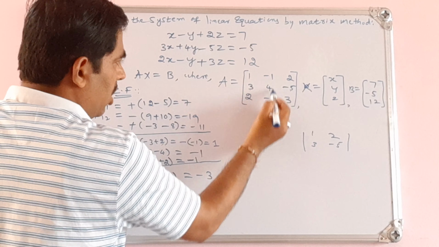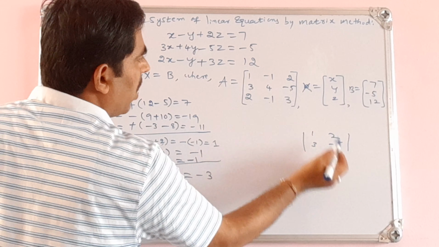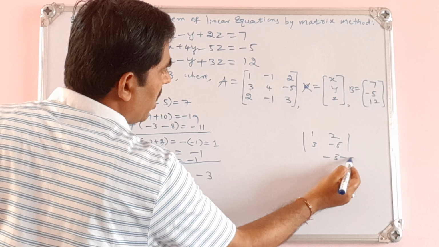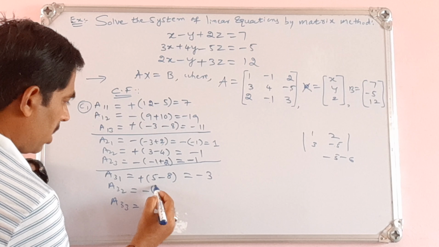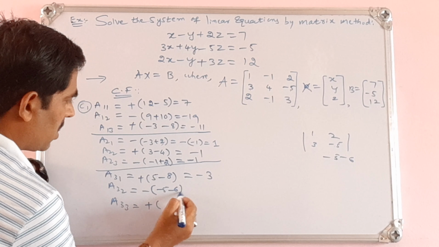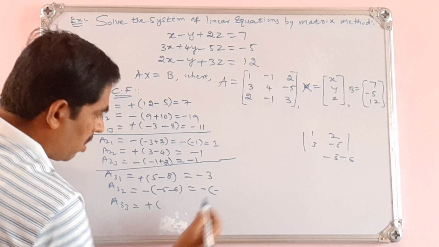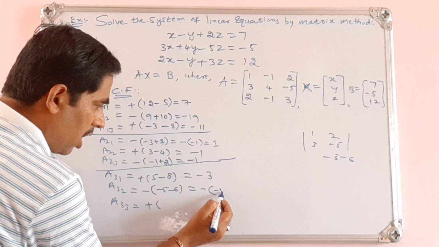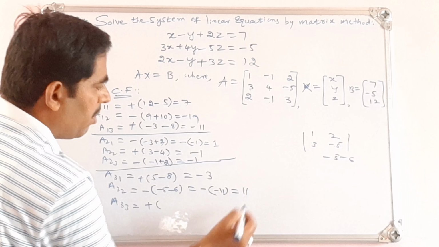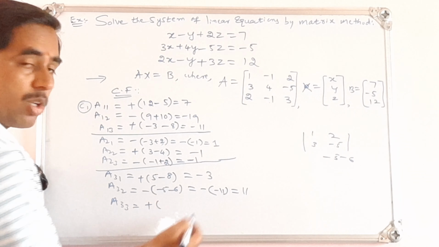Okay, cofactor of minus 1. Leave this column and this row. So we are left with 1, 2, 3, minus 5. So 1 into minus 5 is minus 5, minus 6. Outside minus, I will write as it is. Minus 5, minus 6, we have to add and write the sign. Minus 11. So minus of minus 11 will be positive 11. In such cases, we have to be careful.